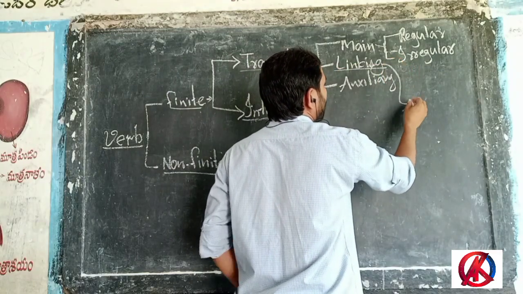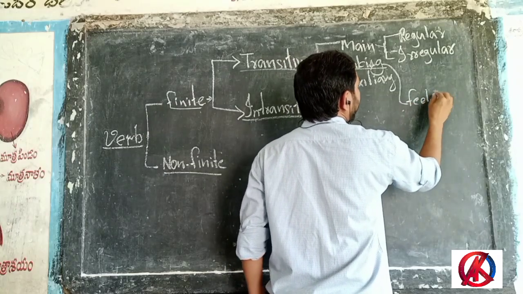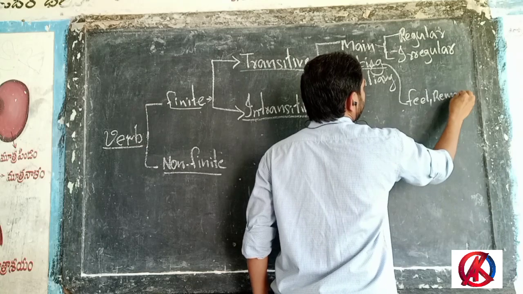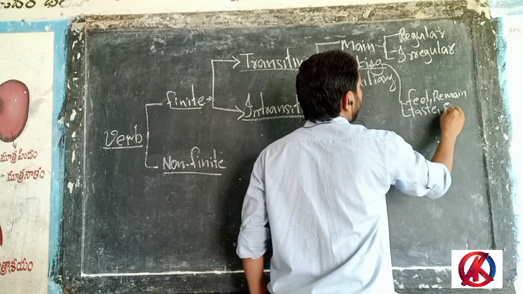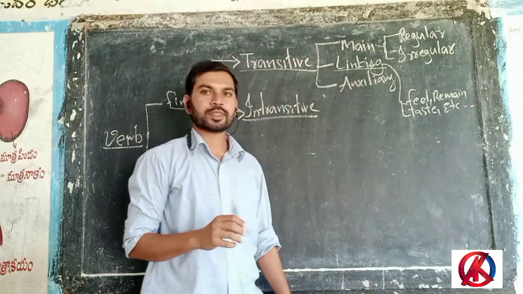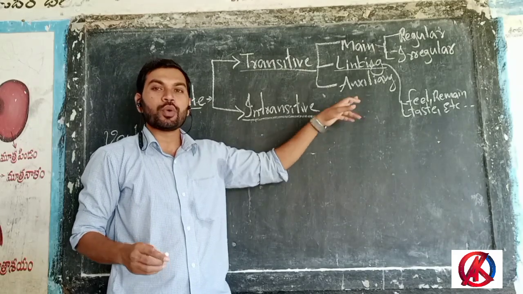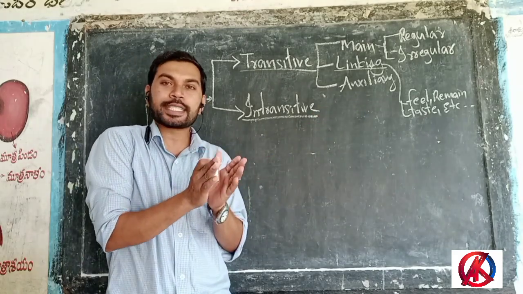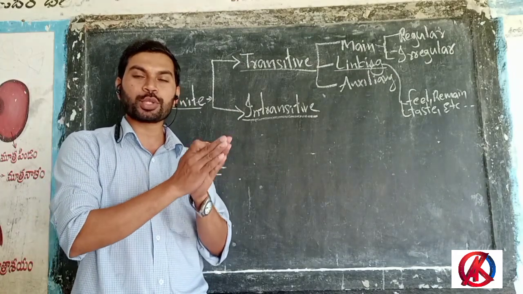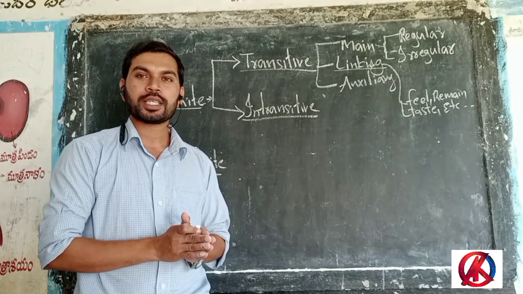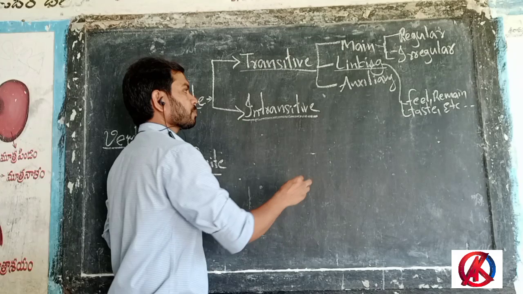They are, for example, feel, remain, taste, and etc. Okay, now we shall see the auxiliary verbs. What is the meaning of the auxiliary? Auxiliary means helping. Now we have two types of auxiliary verbs. They are primary auxiliary verbs and modal auxiliary verbs.